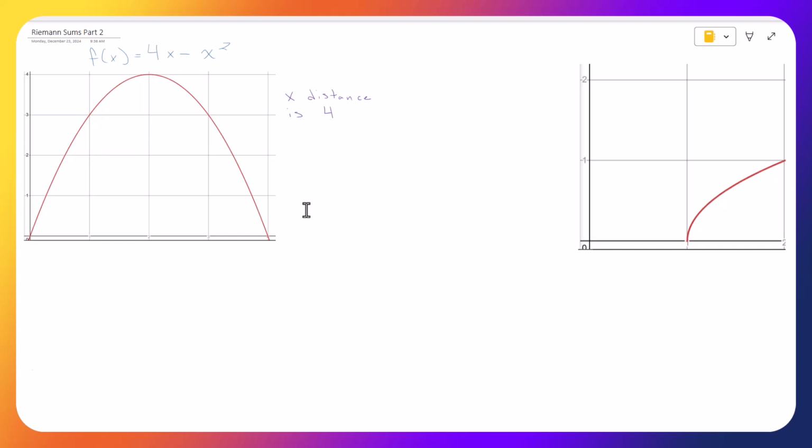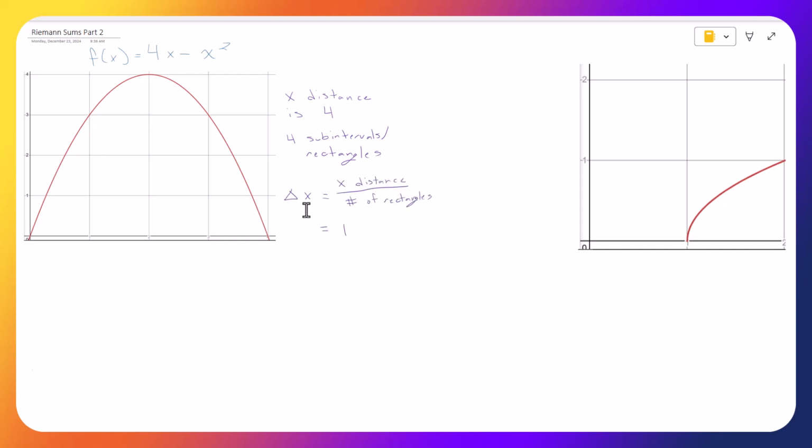So 4 subintervals/rectangles. Another fancy word you may see is partitions, especially when you get to college. The word they're going to use is partitions. That also means the same thing. I'm not going to write that though because I don't think I'm going to use that in this class. So then our delta x equals our x distance divided by number of rectangles. That's 4 divided by 4, which is just 1.